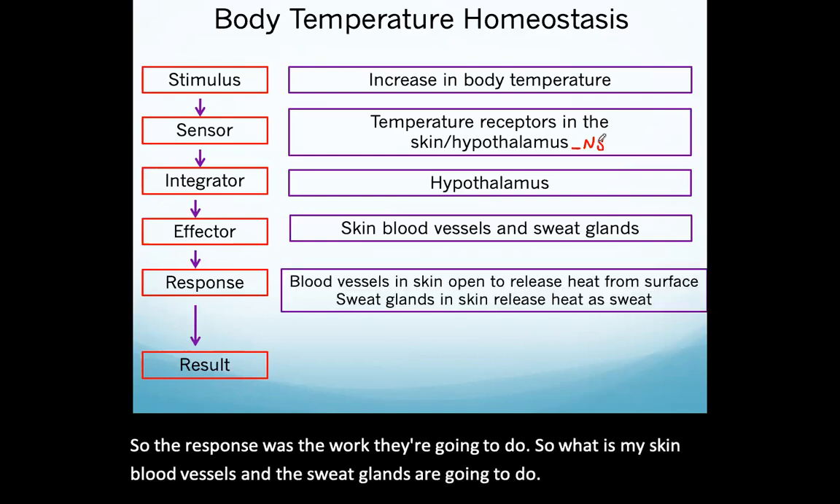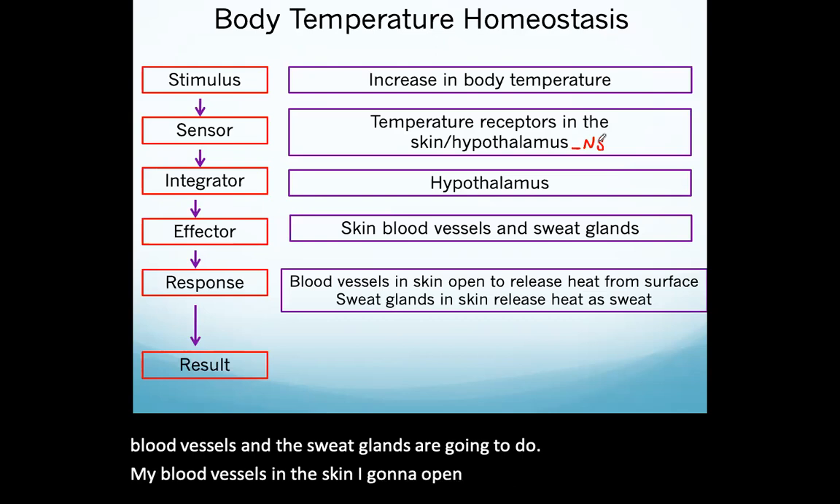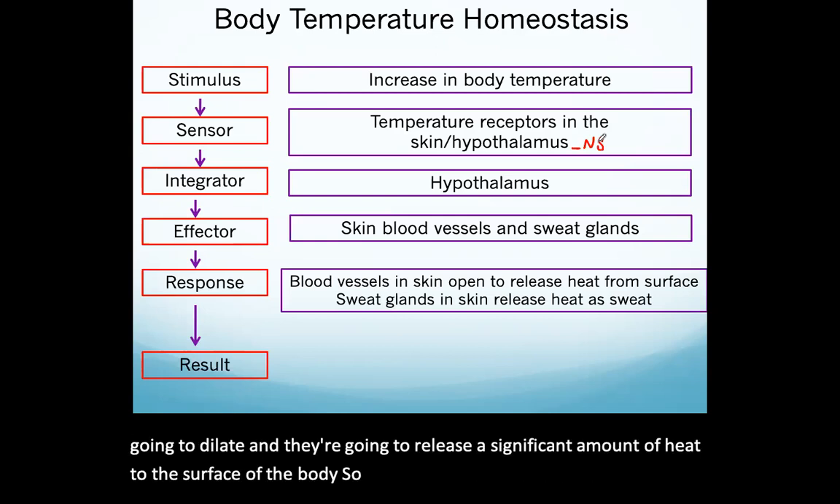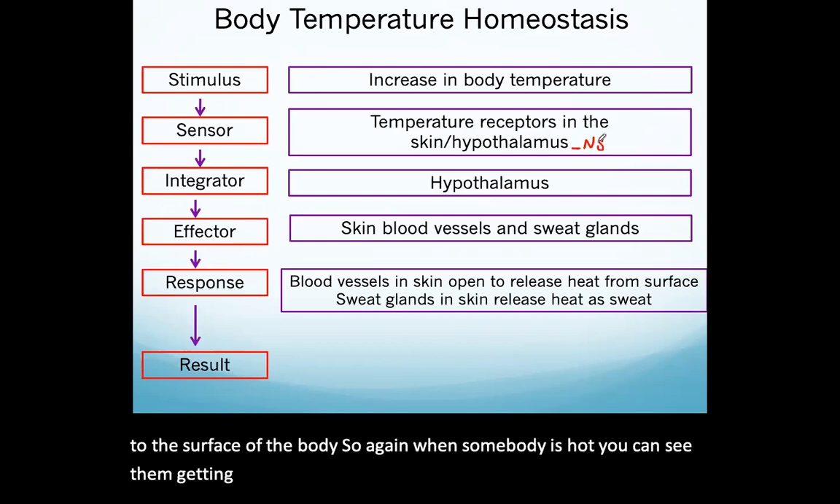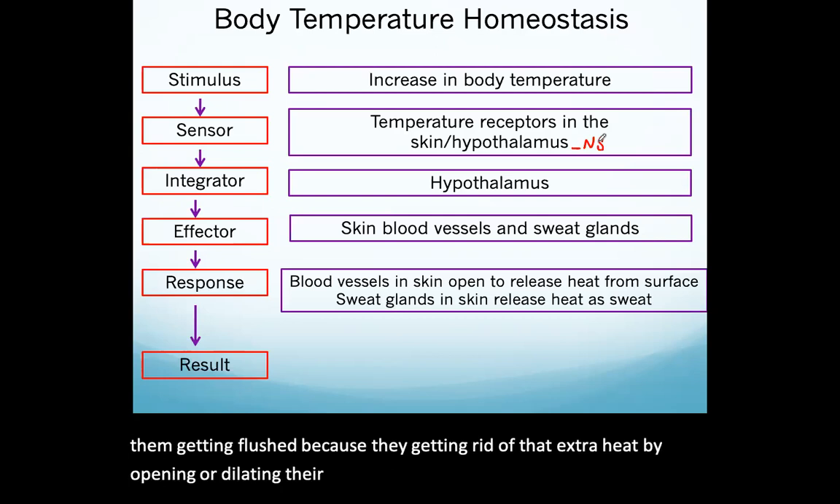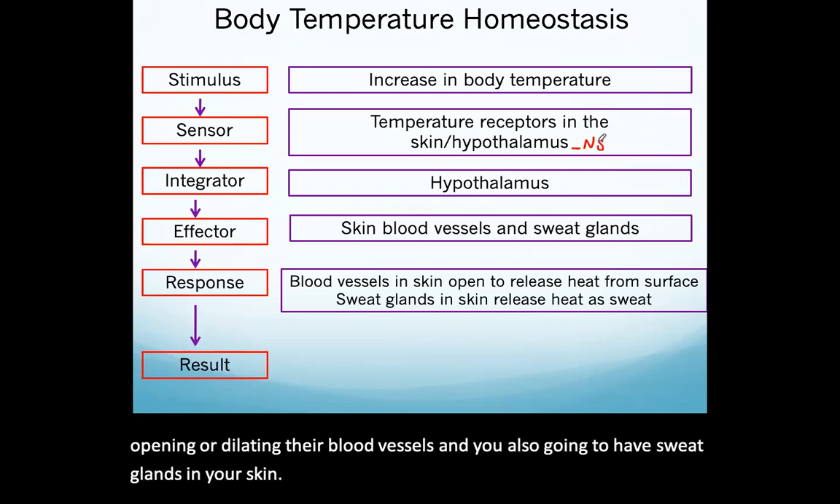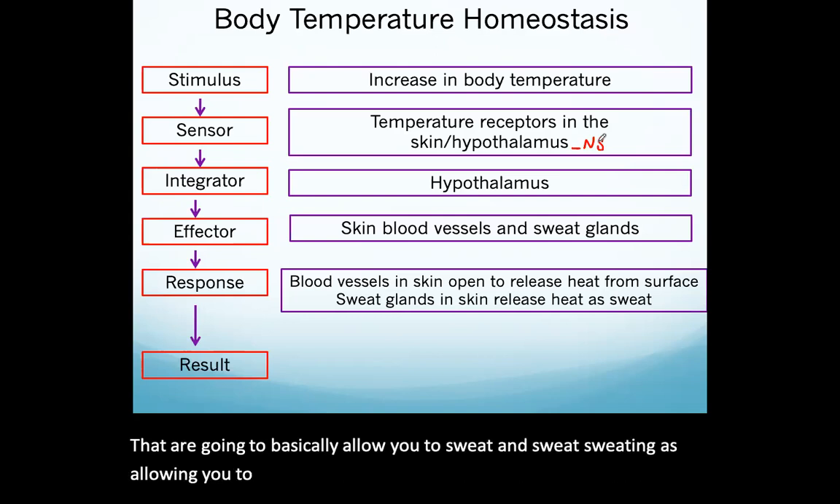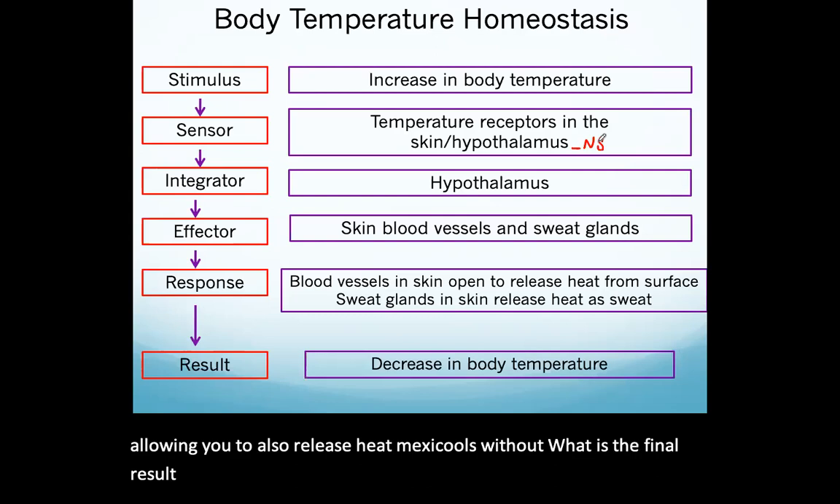My blood vessels in the skin are going to open up. In another way, they are going to dilate, and they're going to release a significant amount of heat to the surface of the body. So when somebody is hot, you can see them getting flushed because they're getting rid of that extra heat by opening or dilating their blood vessels. You're also going to have sweat glands in your skin that allow you to sweat, and sweating allows you to release heat, which basically cools you down. So what is the final result? The final result would be decreasing your body temperature back to normal, or homeostasis.